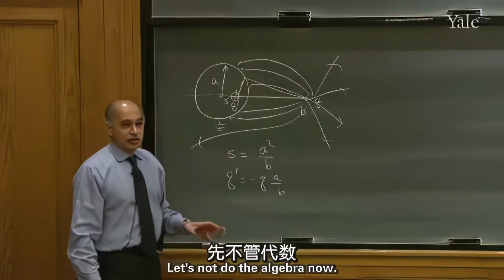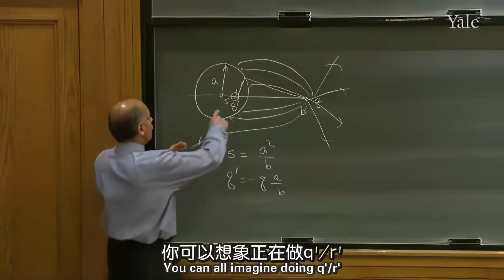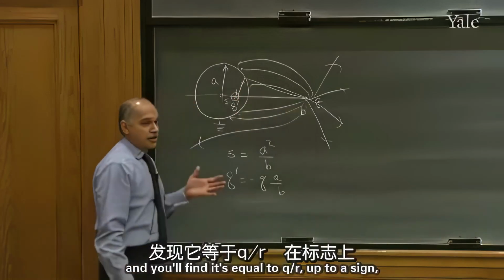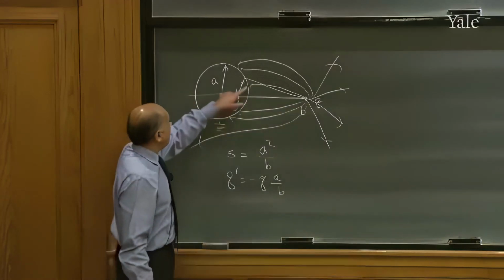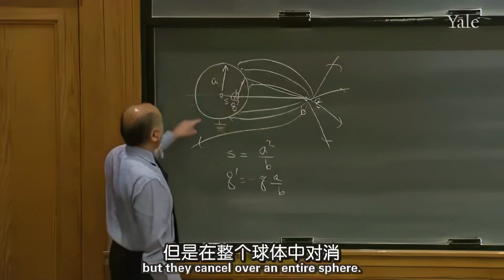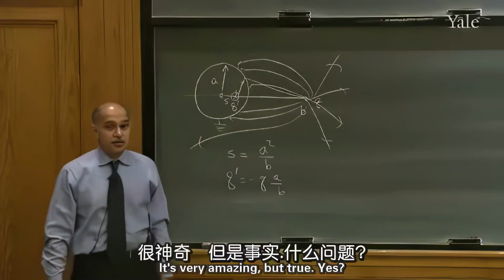Let's not do the algebra now. You can all imagine doing q prime over r prime, and you'll find it's equal to q over r up to a sign, and therefore it'll be, in fact, you can always make two things cancel at one point, but they cancel over an entire sphere. It's very amazing, but true.